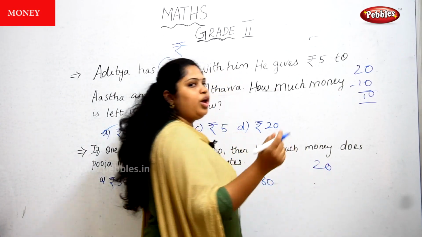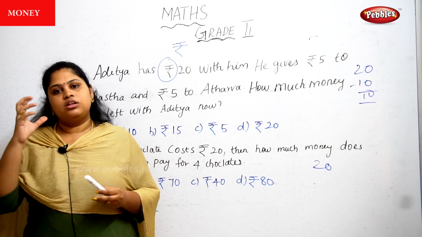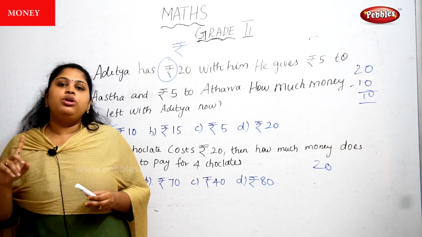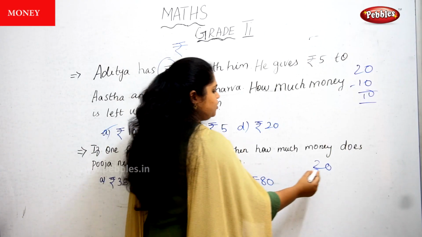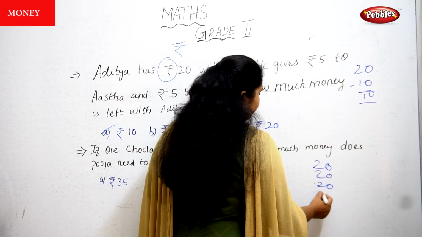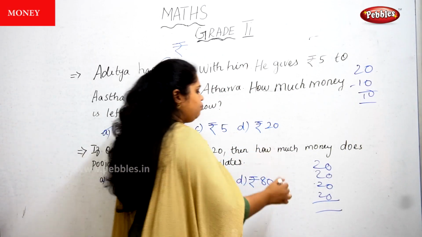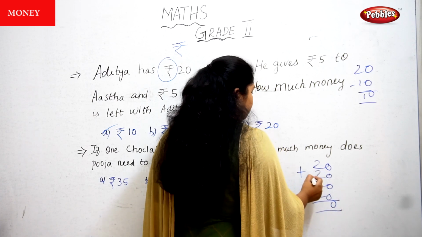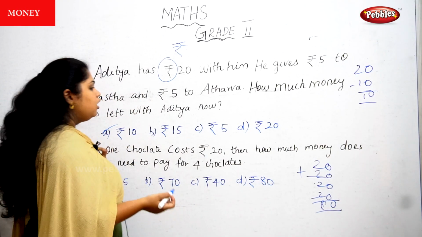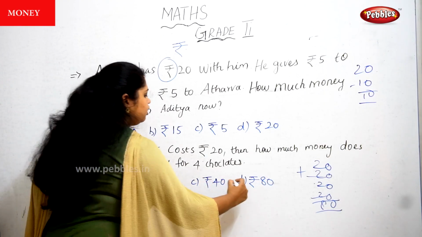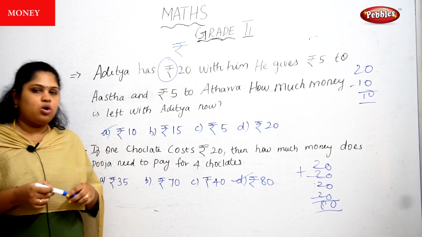For example, you are going to the shop. The shopkeeper says the cost of a chocolate is 20 rupees. You need to buy 4 chocolates. So how many 20s do you need? Four 20s: 20, 20, 20 and 20. If you put them together, what is the sum? 80 rupees. So how much money does Pooja need to buy the 4 chocolates? She needs 80 rupees to buy the 4 chocolates.